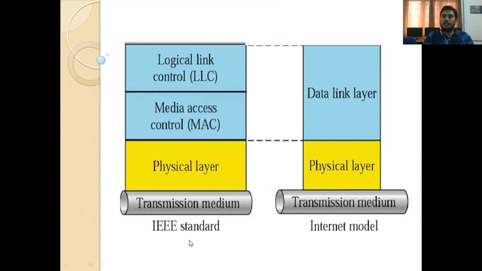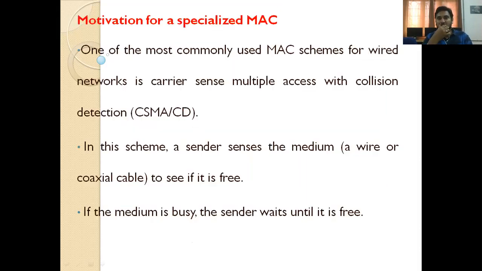Coming to the IEEE standard model, the physical layer communicates with MAC. MAC is in between the logical link control and the physical layer. So the data link layer is divided into 2 parts: LLC, logical link control, and MAC, medium access control. And what is the motivation for specialized MACs?